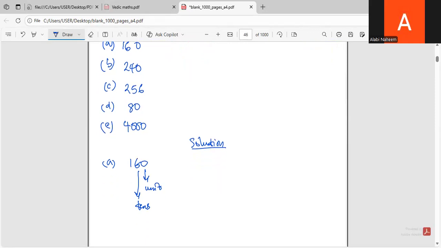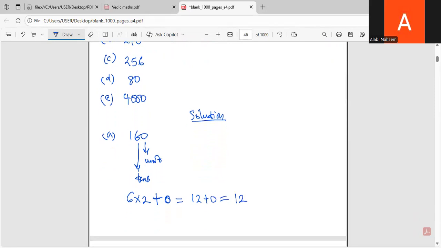So we said that to multiply the tens digit by 2, double it, 6 times 2. And then what do we do? Now add it to the unit digit. 6 times 2 plus 0 in this case. That's 12 plus 0. That's 12. Is it divisible by 4? Yes, it is.